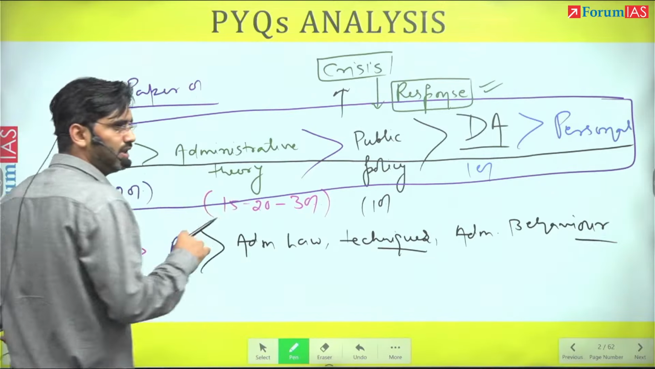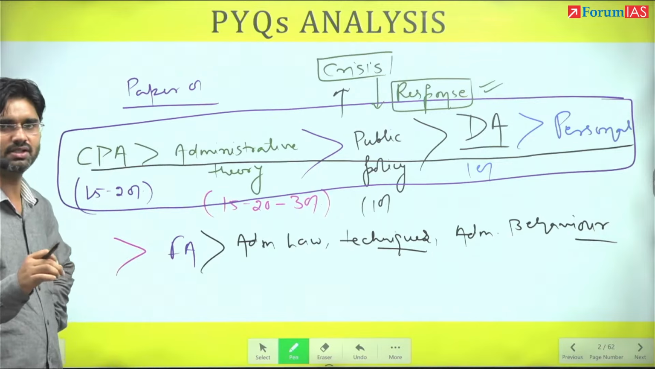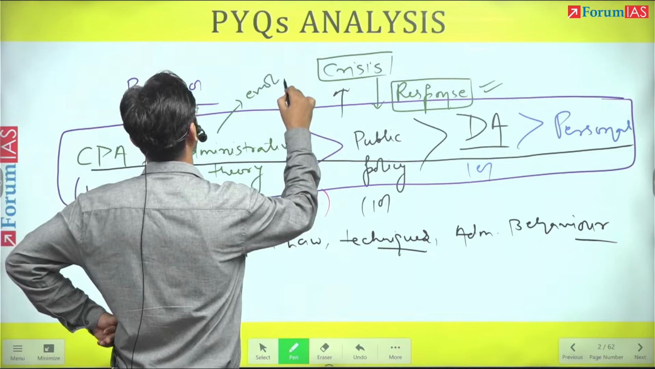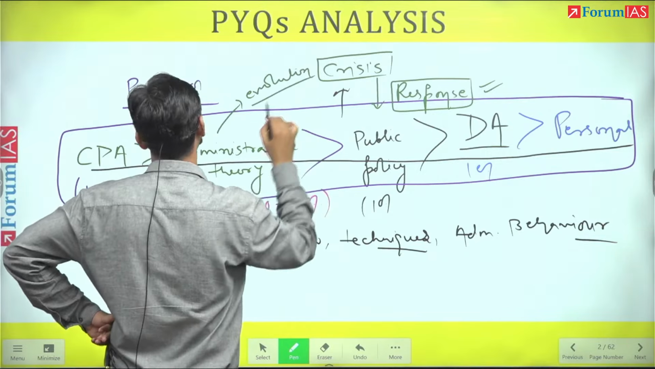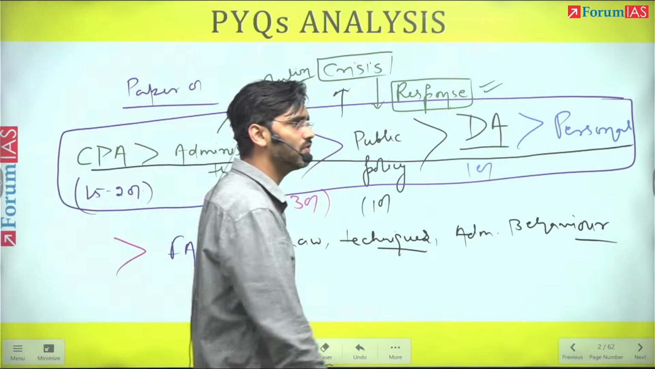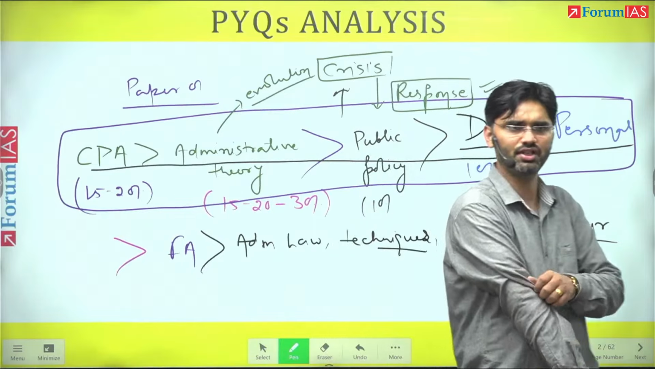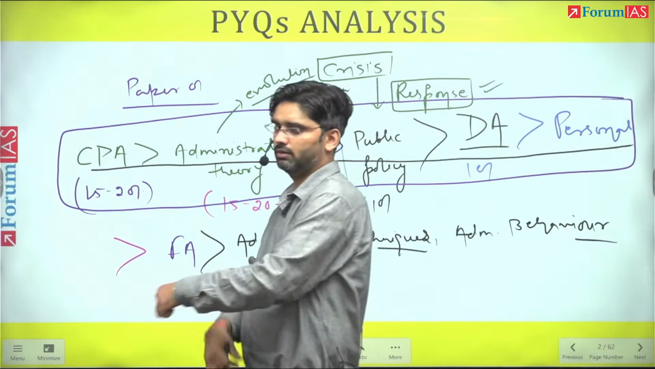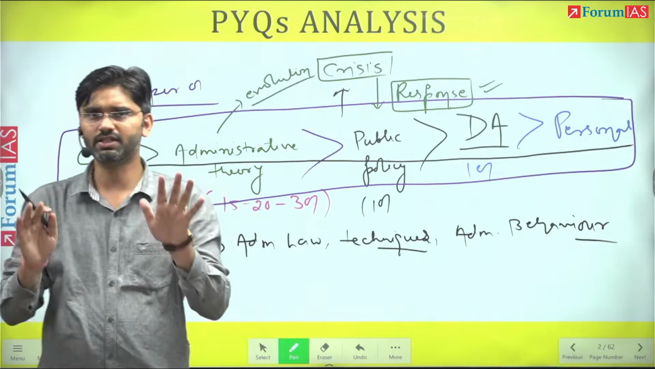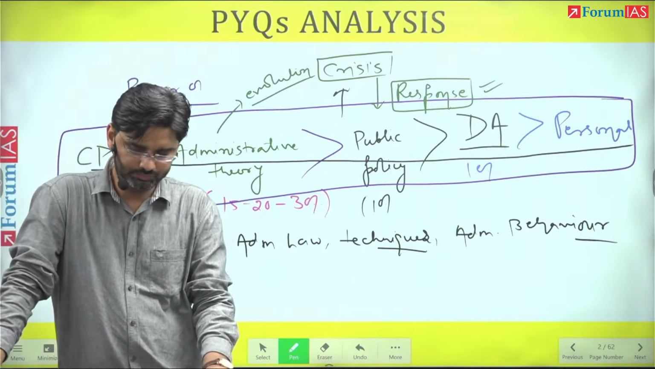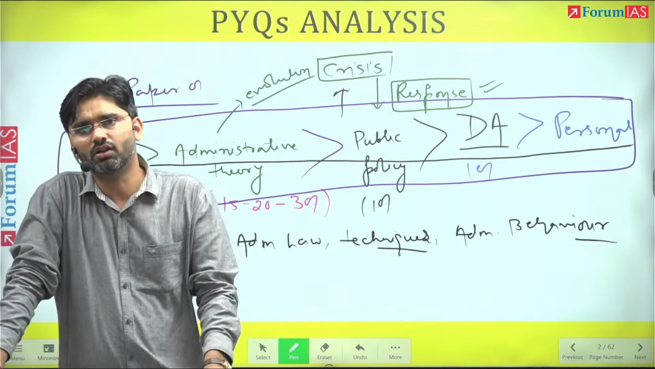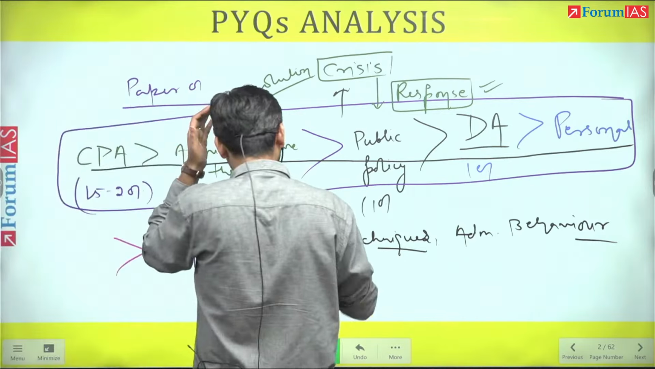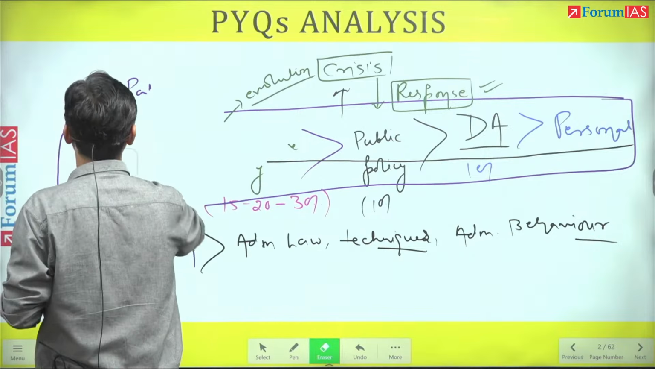Here we will include public administration evolution. It is not separate; that is not very different from administrative theory. So this is the distribution of the topic-wise questions in public administration paper 1.